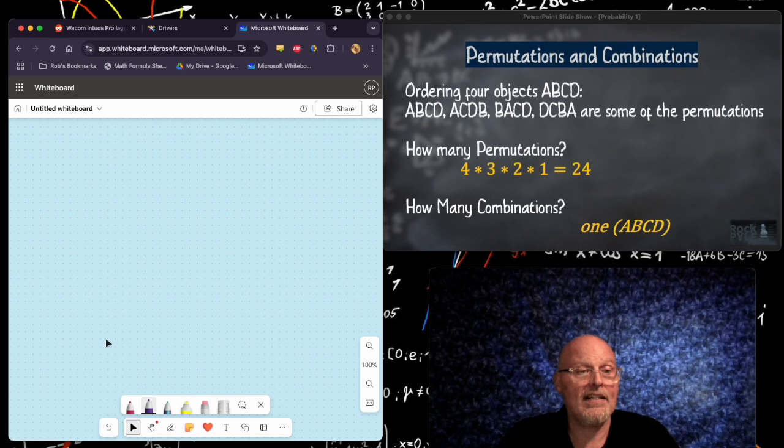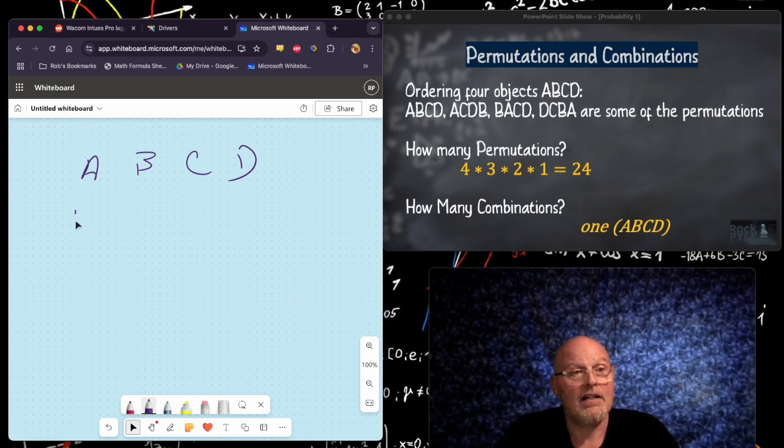Okay, so let's look at ordering 4 objects. We have A, B, C, and D. Very creative. Okay. How many different ways can I organize these when order matters? So I can have A, B, C, D, A, B, D, C, right? It'd be a whole lot of them. And so essentially, because I have to use them all, I'm going to have 4 options for the first one, 3 options for the second one, 2 options for the third, and then when I choose that third, it forces me into that fourth. So I've got 24 different ways to organize A, B, C, and D.